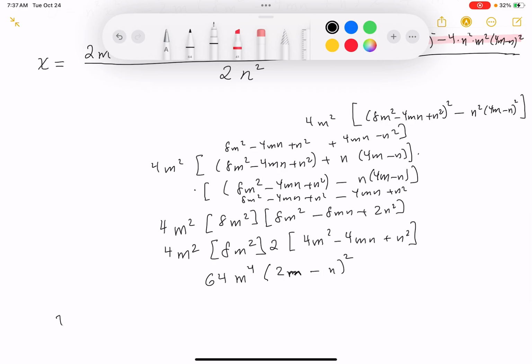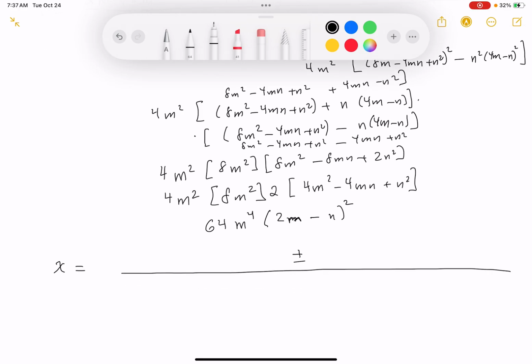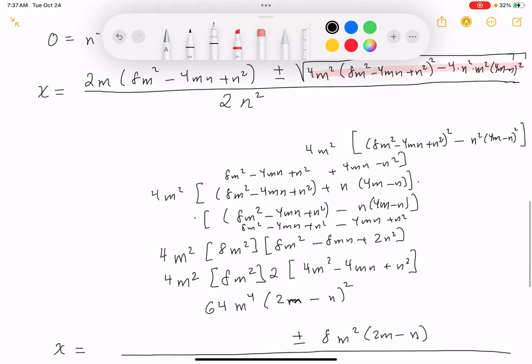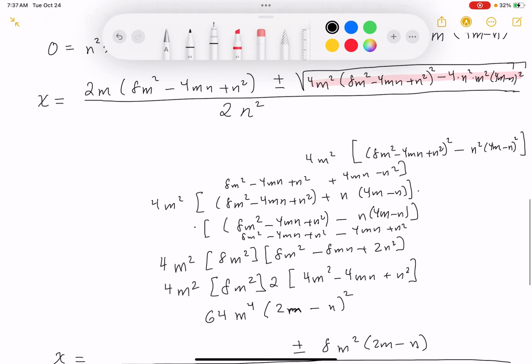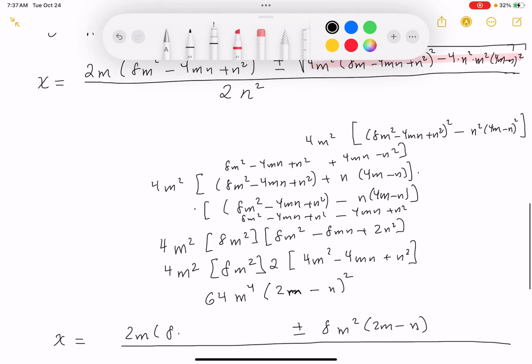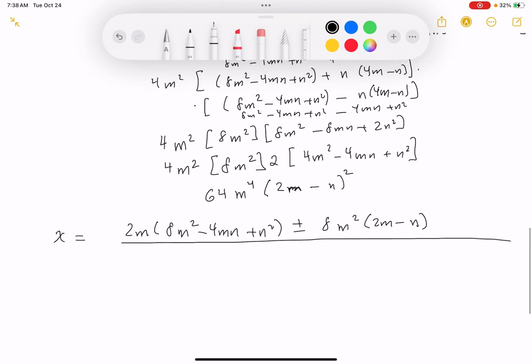So I want to write this down for you. x equals plus or minus the square root of this thing I just completed, which is going to be 8m squared, (2m minus n) to the first power. All right? By the way, you don't have to worry about absolute value because there's a plus or minus there, which makes it really convenient for me. And then I'll write the other thing down. It's going to be 2m, and then you get 8m squared, I'm just copying, by the way, minus 4mn plus n squared over 2n squared.